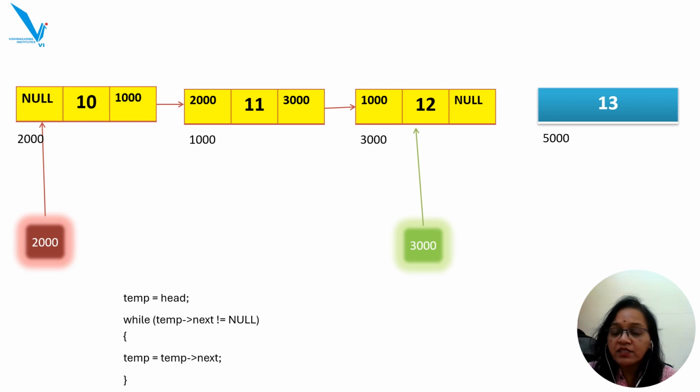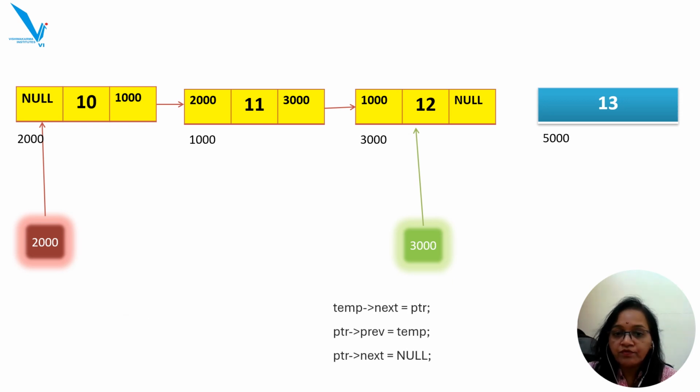Say your new element is 13, which has been created at address 5000. Okay. So what you have to do now? These are the pointer updations. Temp of next is equal to pointer. So right now what is temp of next? Null. What do you have to put in temp of next? The address of the newly created node, 5000. So temp of next is equal to 5000. Once you save 5000, it will start pointing to the next node.